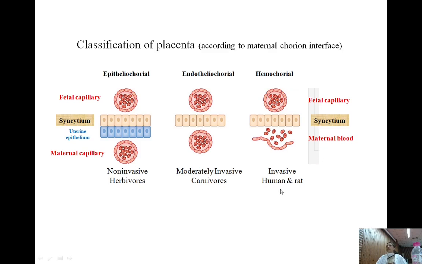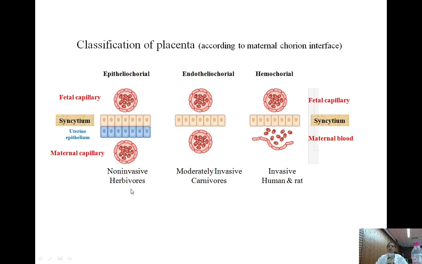and that is a very invasive type. The blastocyst or the embryo is present inside the endometrium, inside the uterine wall of the uterus. So it is a very invasive type. Another type is found in tigers, lions, dogs, cats, the other carnivores. There is syncytium, and there is intervillous space, but that intervillous space is lined by endothelium. So it is moderately invasive. That is in carnivores.